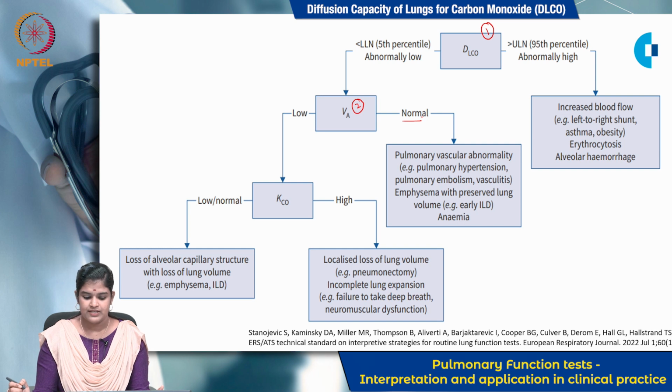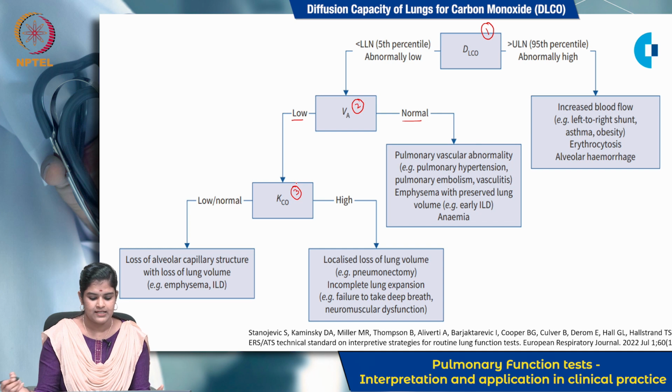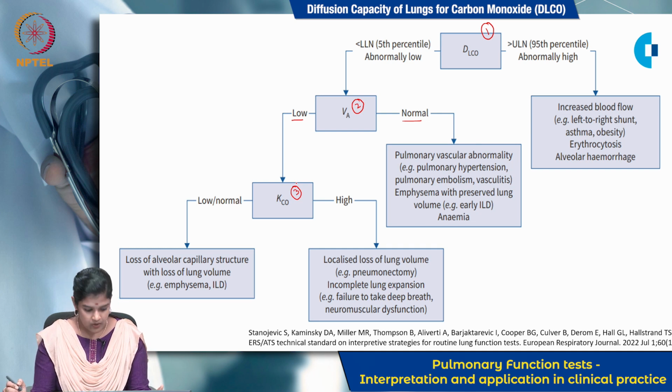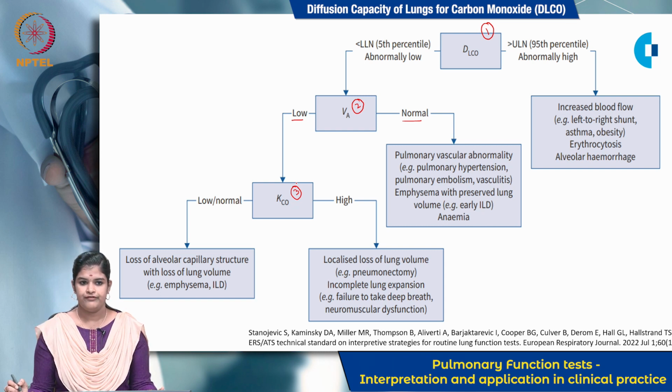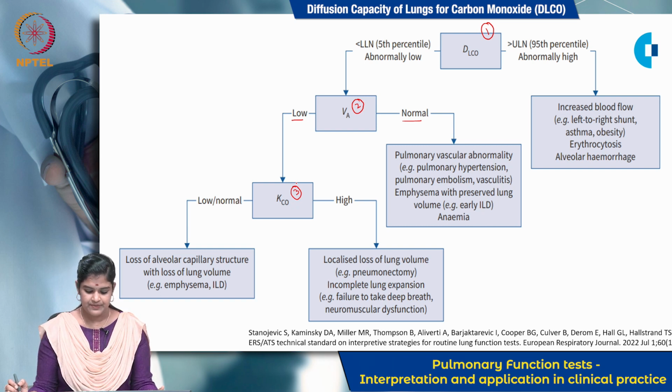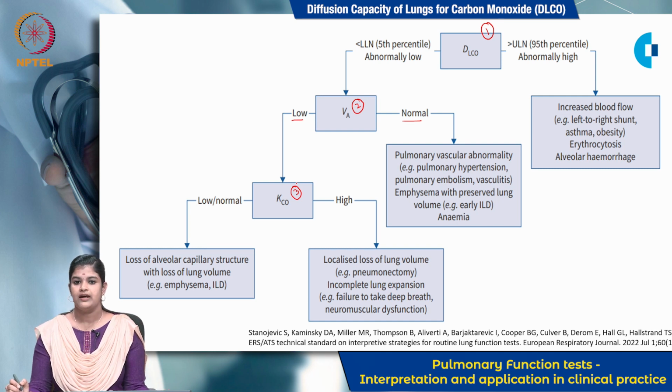If DLCO is low and VA is low, next we should look at the KCO. If KCO is low or normal, then we have to suspect some loss of alveolar capillary structure with loss of lung volume like in emphysema or interstitial lung disease. If DLCO is low, VA is low but KCO is high, then we have to suspect underlying localized loss of lung volume like in pneumonectomy, incomplete lung expansion, example atelectasis, and neuromuscular dysfunction.